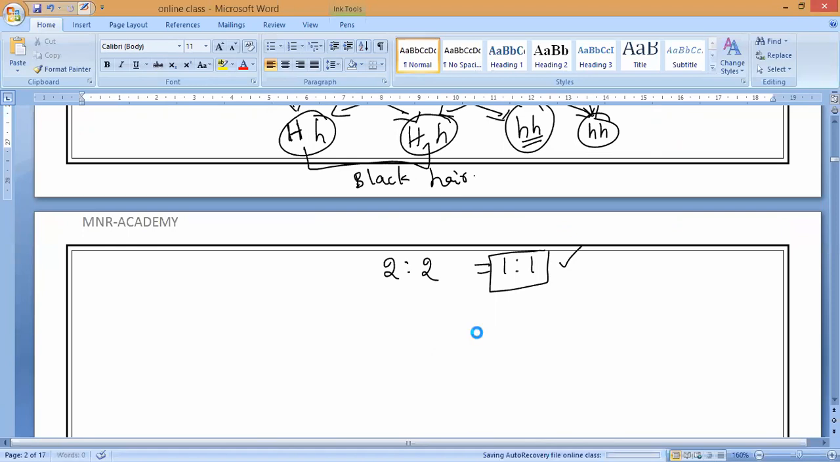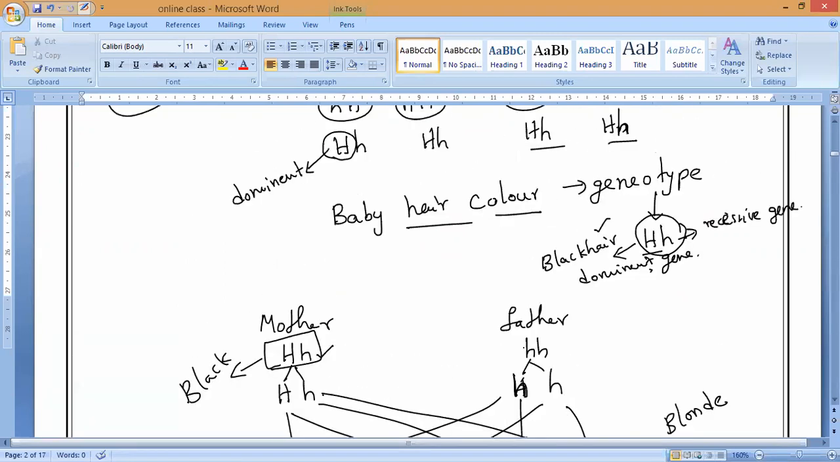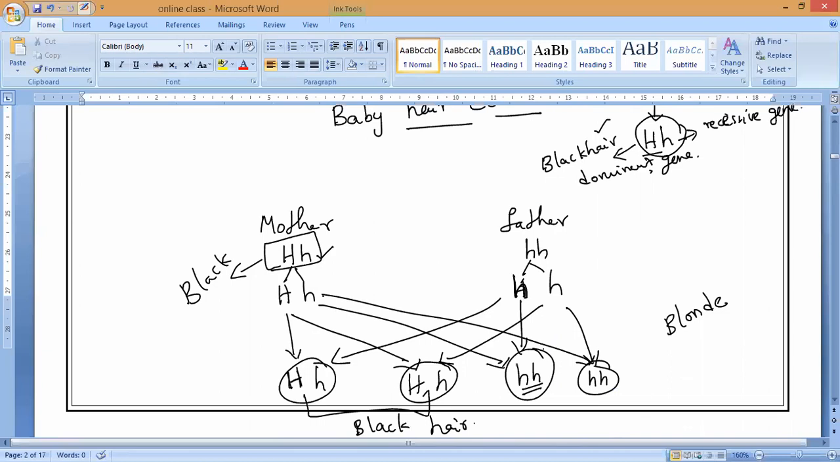The gene which dominates the other gene is what we call a dominant gene. And the gene which gets dominated is what we call a recessive gene. The one which dominates is called the dominant gene, and the one which is dominated by another is called the recessive gene. This is how genes control the characteristics or traits.